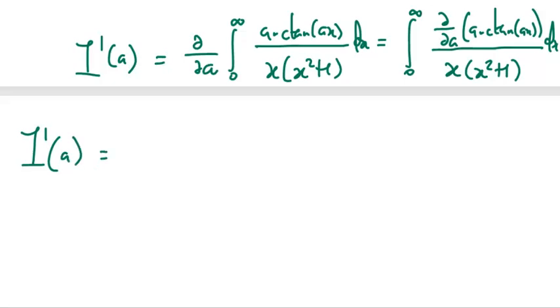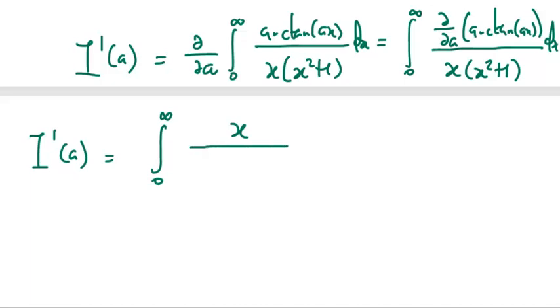What are we going to use? I think we're going to use the chain rule, right? So we call it the chain rule. So here, I prime of a is going to be equal to the integral from 0 to infinity. Up there, we're going to have x, right? Then divided by 1 plus a squared x squared, right?